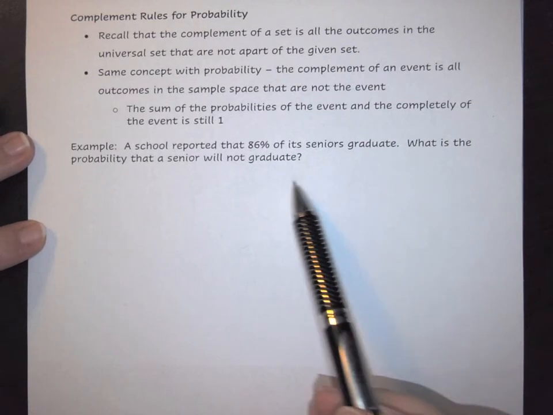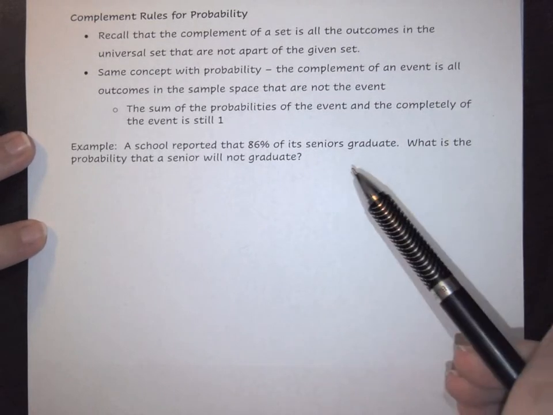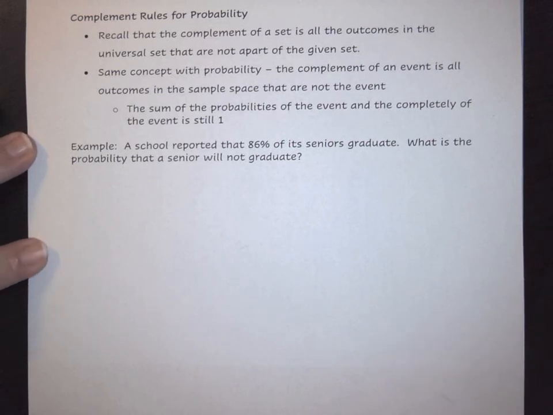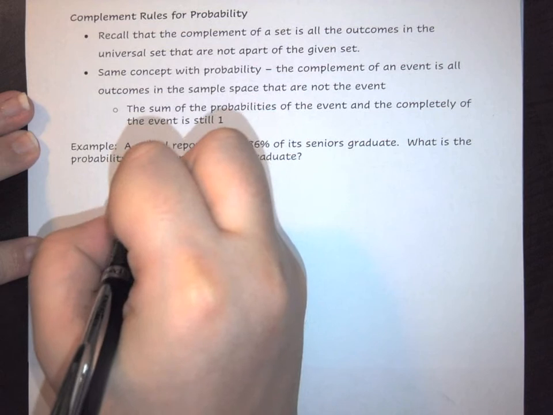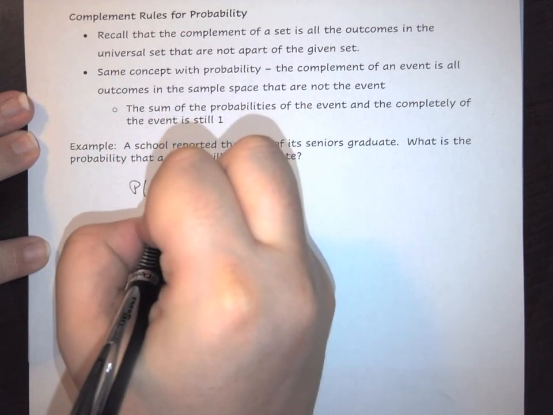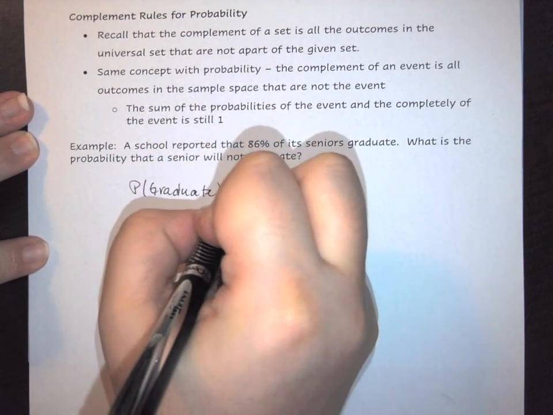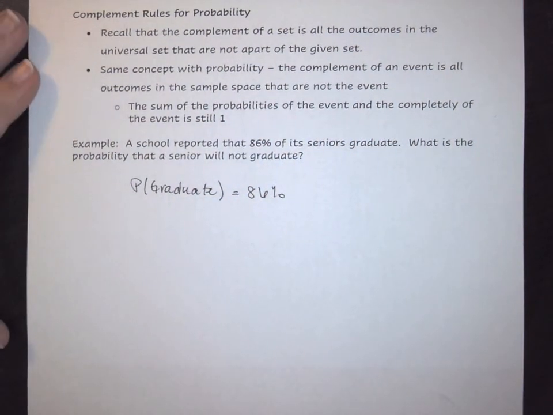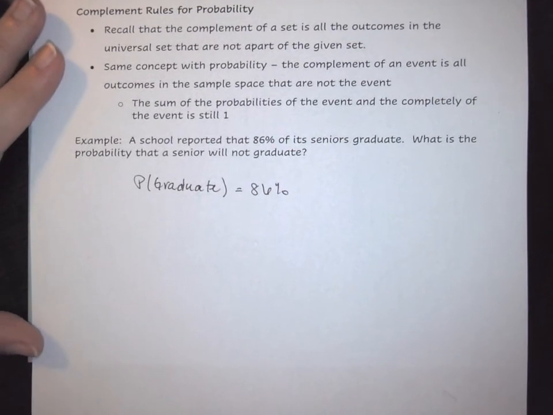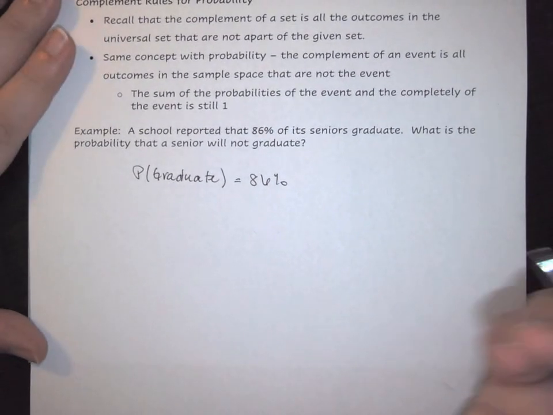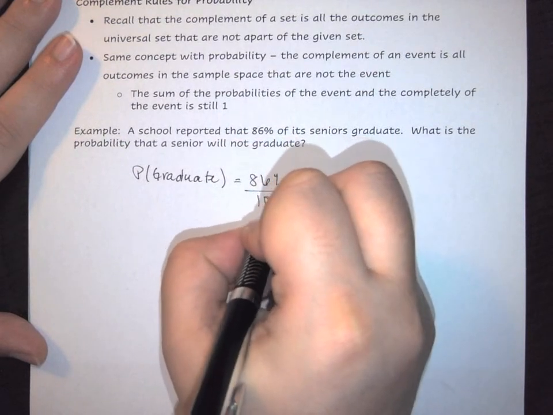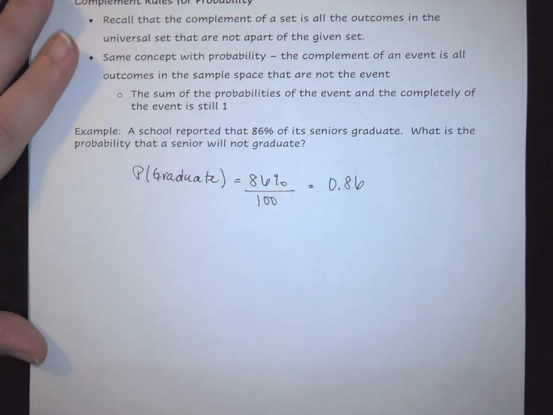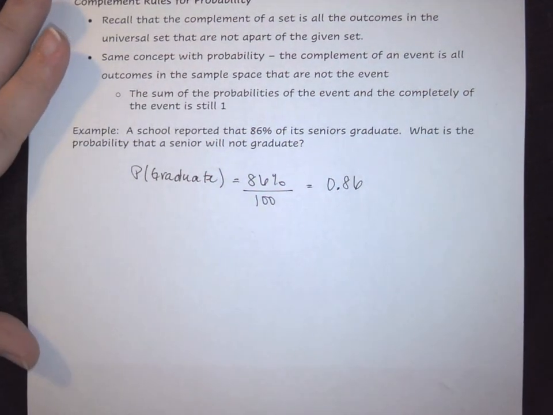We have that a school reported that 86% of its seniors graduate. What is the probability that a senior will not graduate? So the first thing we have to look at is the probability that we are going to graduate. Well, we are told that this is 86%. And we know that we can take a percentage and rewrite it as a decimal. The rule for that is you divide by 100, which gives you 0.86. So the probability that we graduate is 0.86.